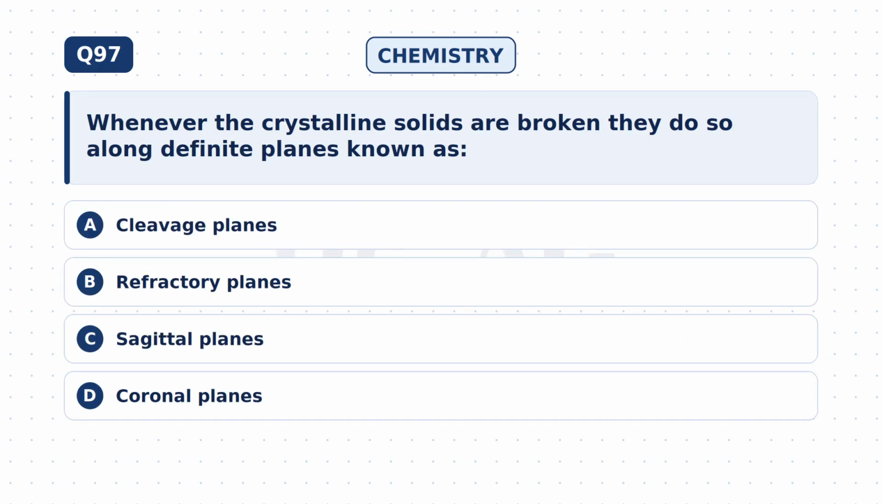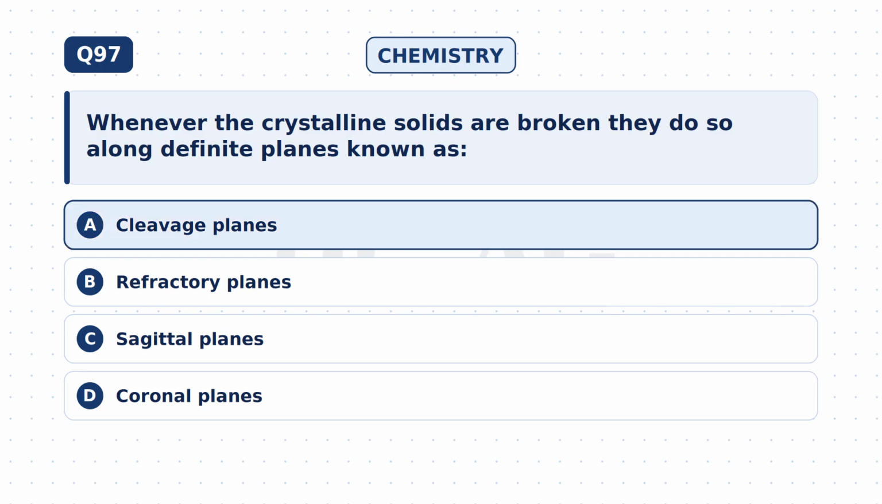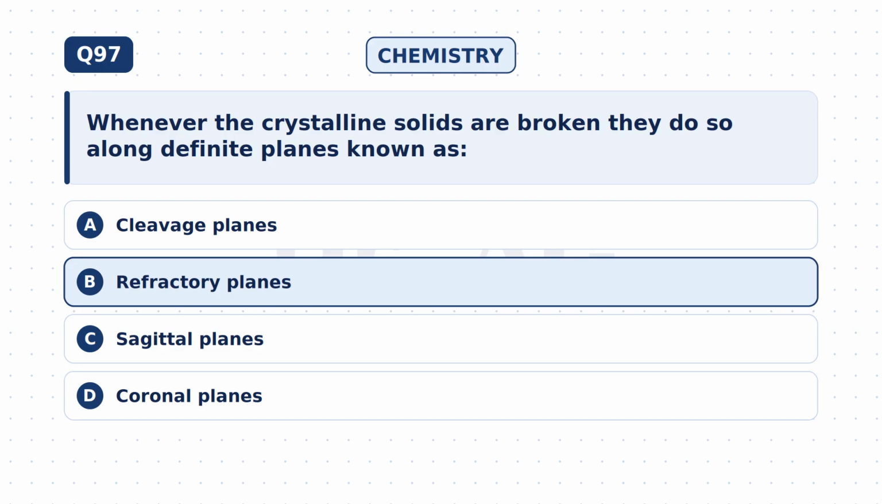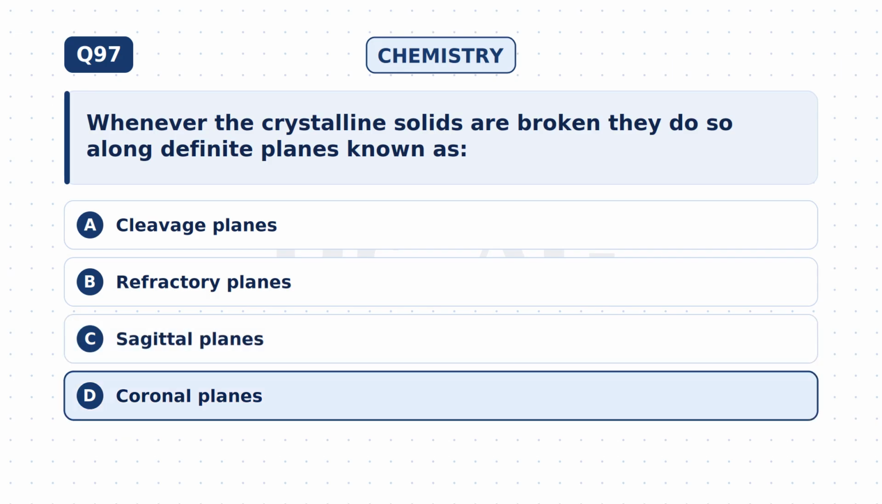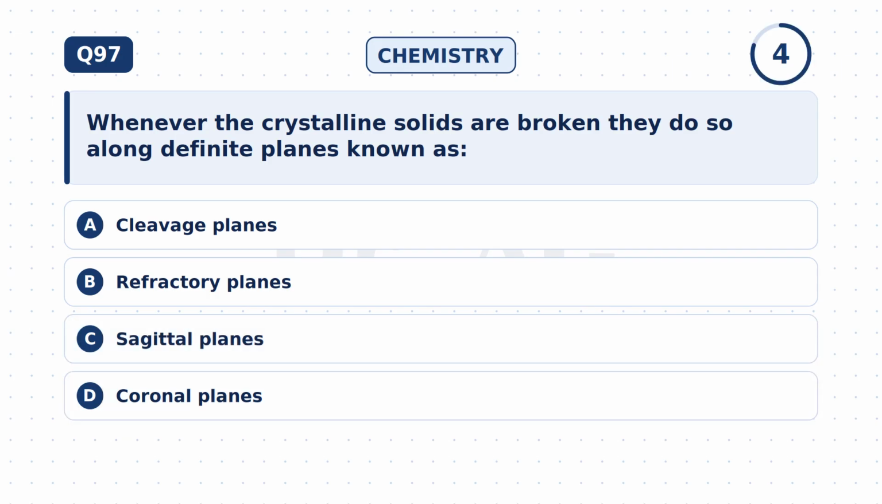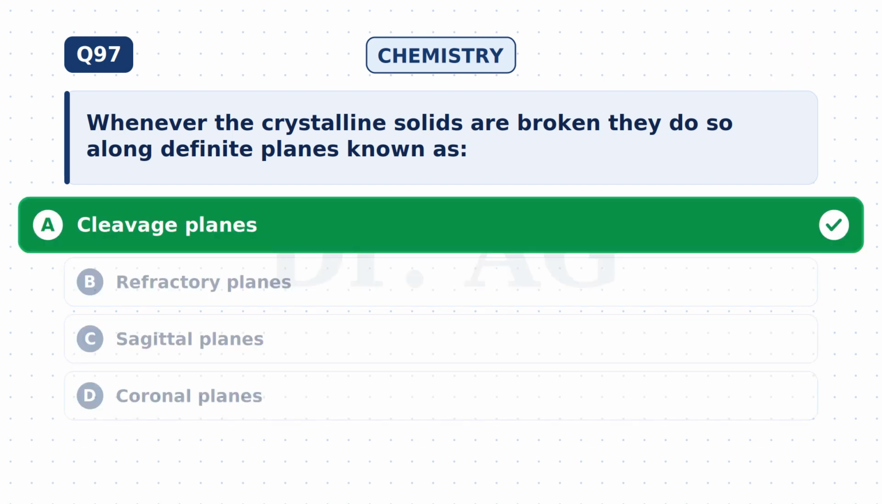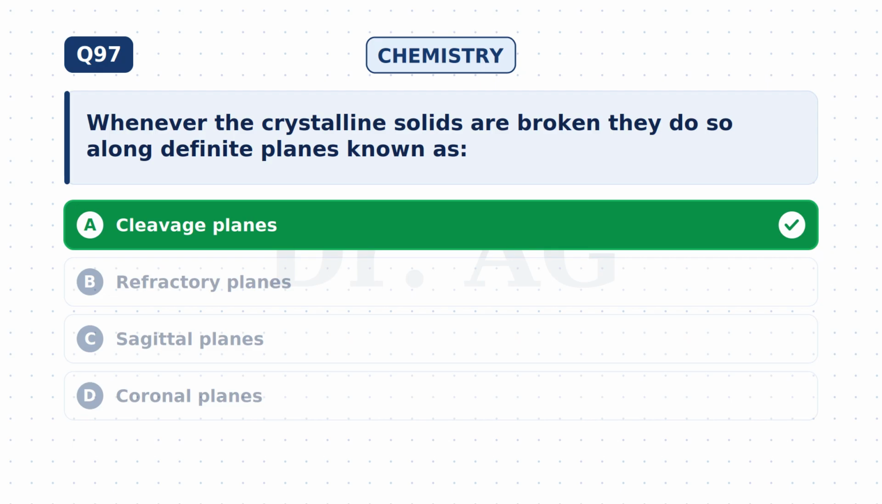Question 97. Whenever the crystalline solids are broken, they do along definite planes known as Option A, cleavage planes. Option B, refractory planes. Option C, sagittal planes. Option D, coronal planes. The correct answer is A, cleavage planes.